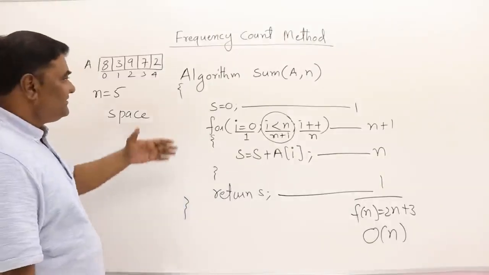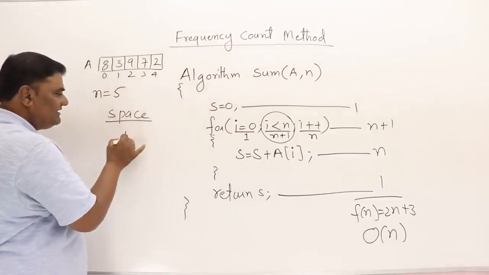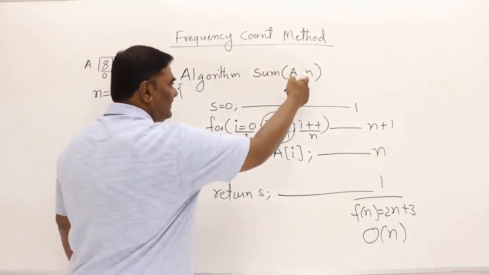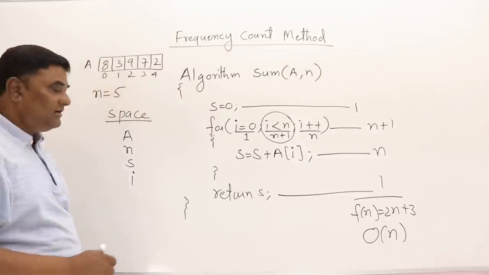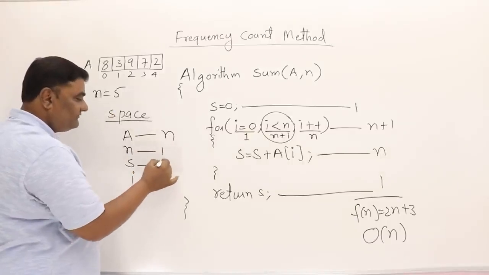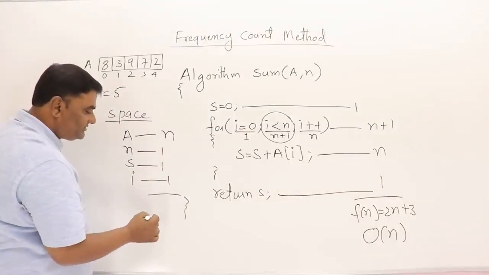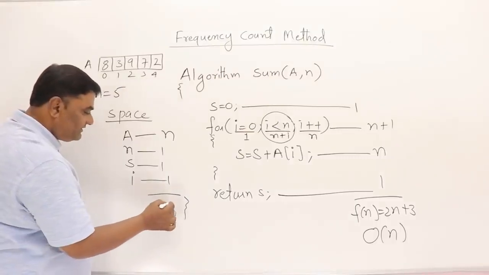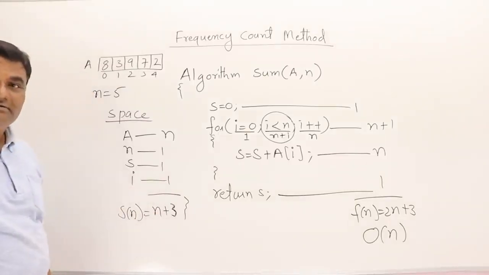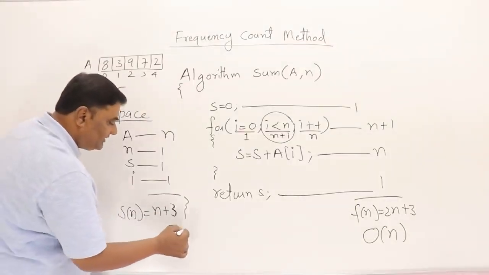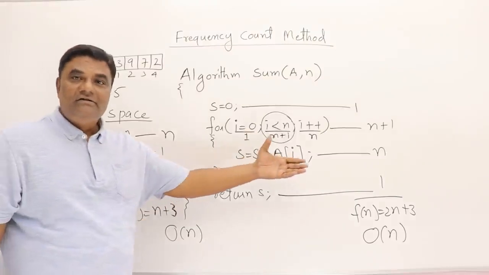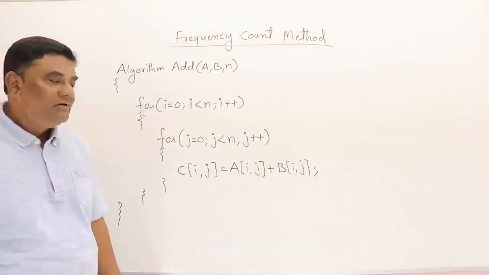Space complexity. See, what are the variables used here? A, n, s, and i. The size of A is n words, and all the others are just one word each. So the total is n plus 3. So the space complexity S of n is n plus 3. Now this polynomial is also degree 1, so we say order of n. So the space complexity we got as order of n, and the time complexity is also order of n.